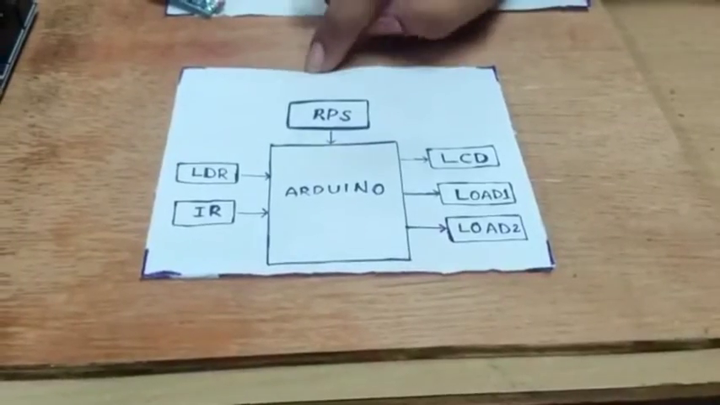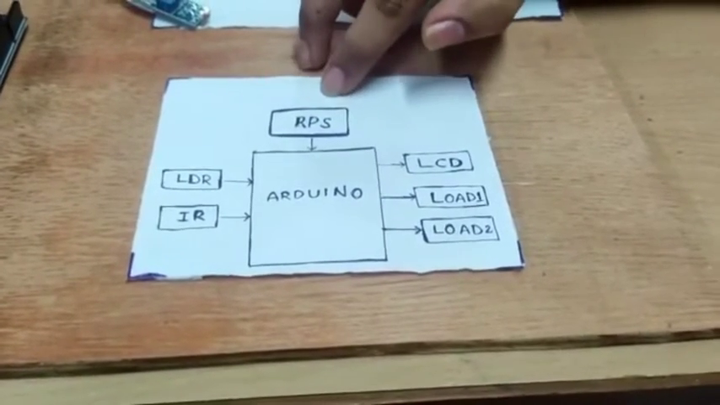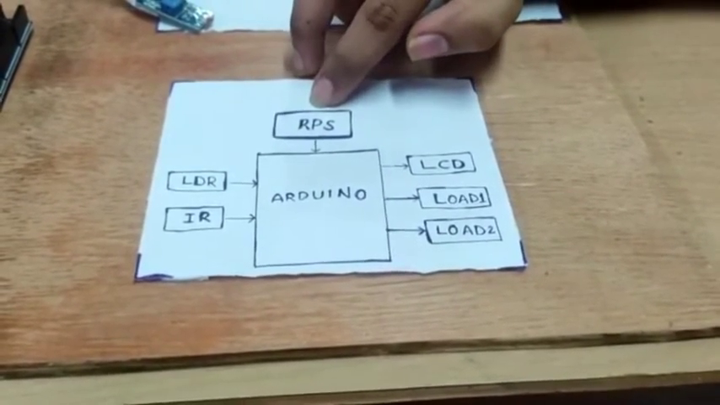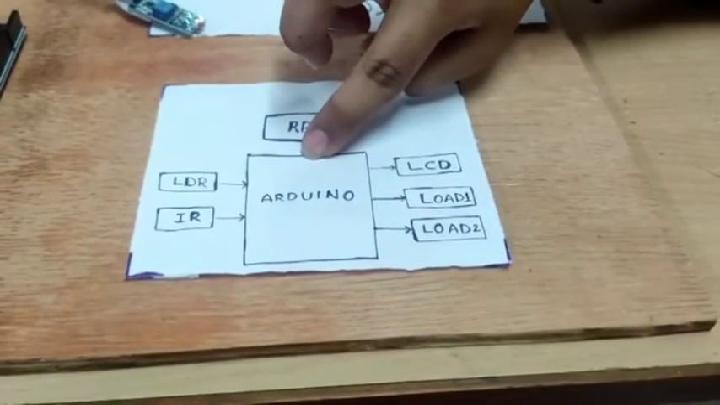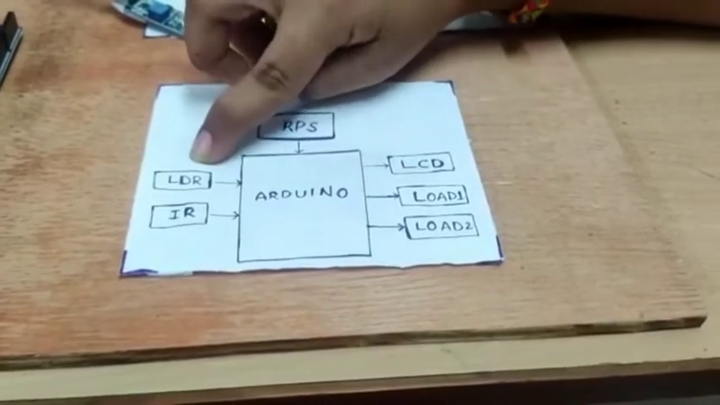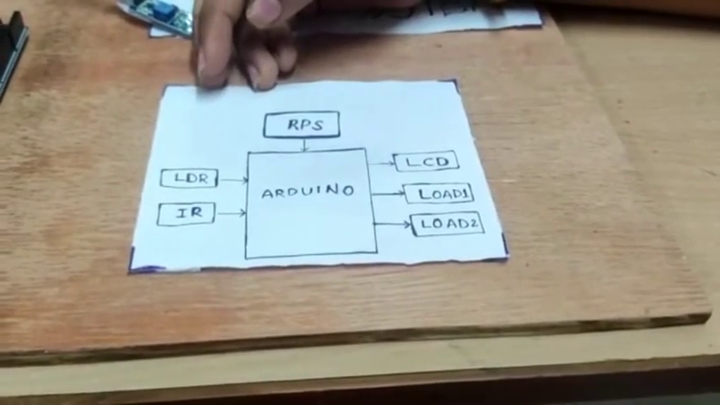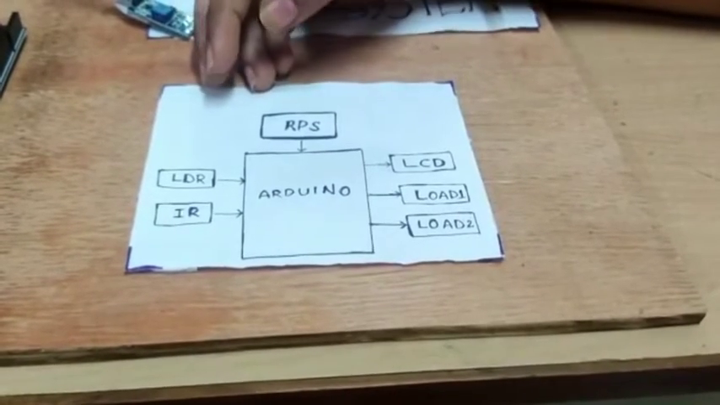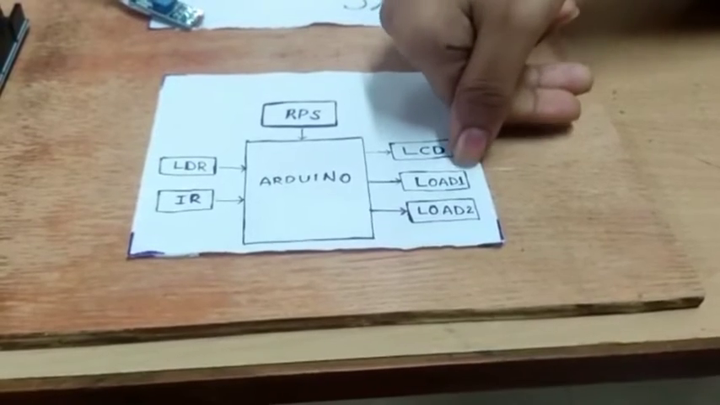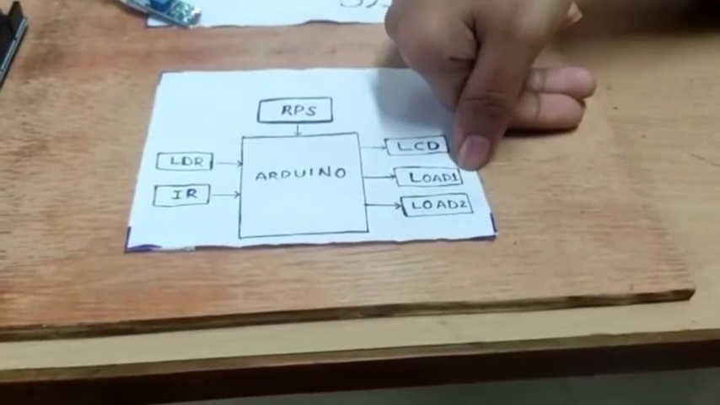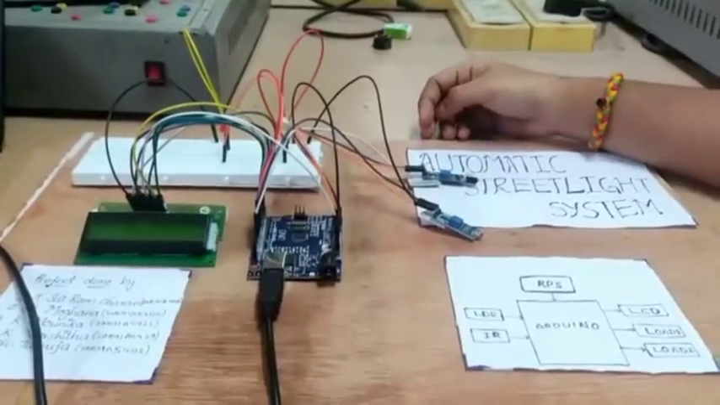Now we see the block diagram of this project. RPS refers to the regulator power supply. The power is supplied to the Arduino microcontroller, and the LDR and IR sensors are taken as input. The Arduino microcontroller produces the output in the output devices like the LCD, and load 1 and load 2, which are considered as LED bulbs.